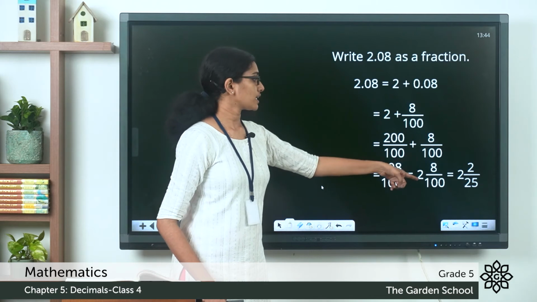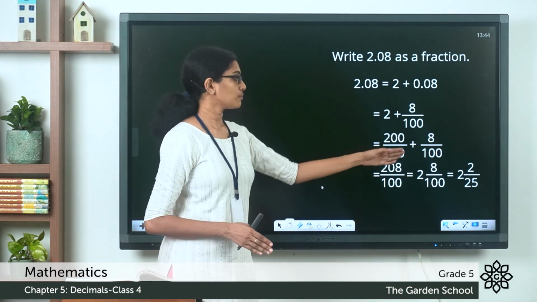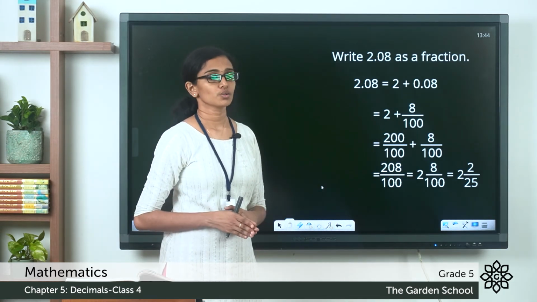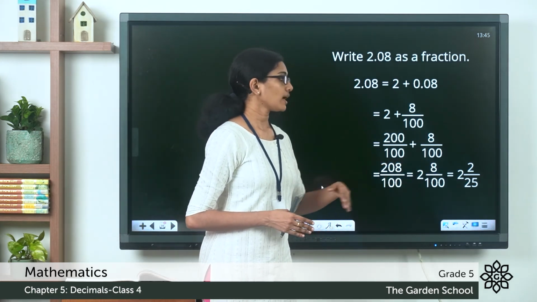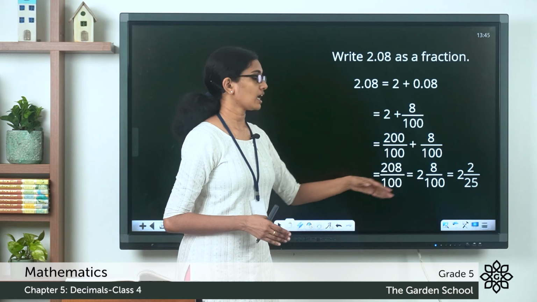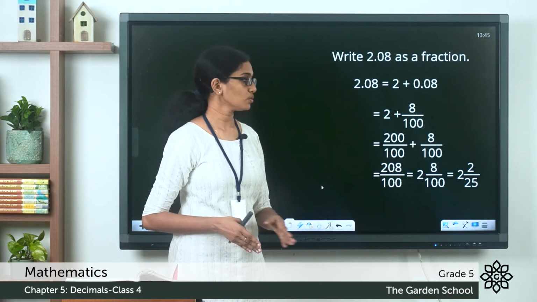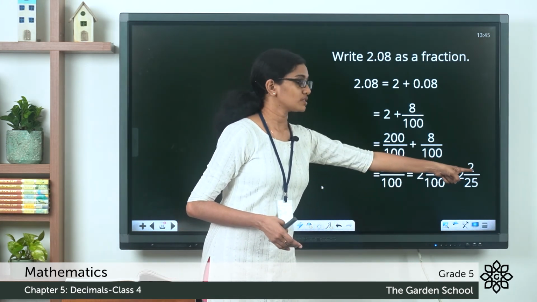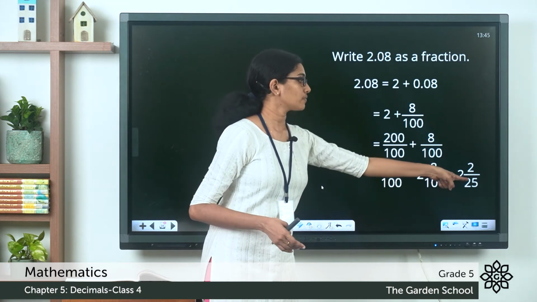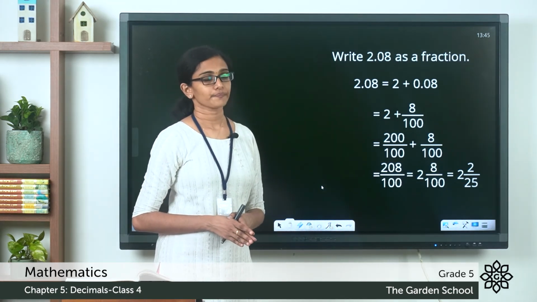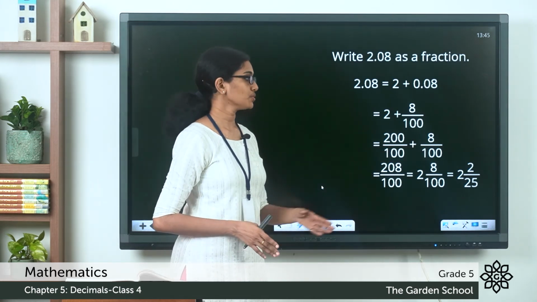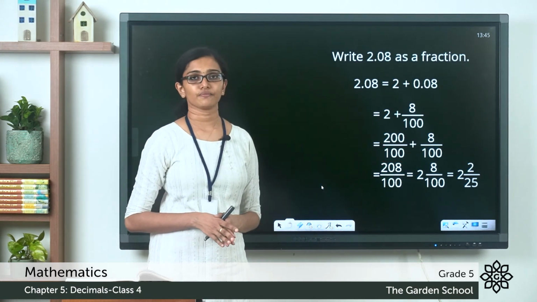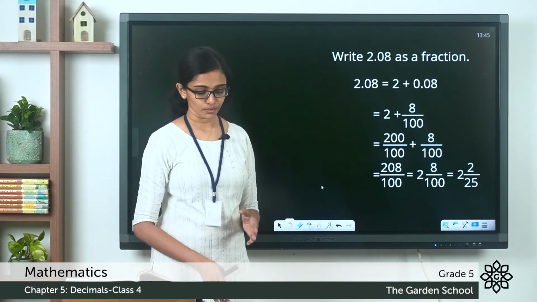You see the fraction 8 by 100, and both these numbers can be reduced to a lower form. So dividing both this 8 and 100 by 4 gives you 8 divided by 4 equal to 2 and 100 divided by 4 is equal to 25. So let's rewrite the fraction: 2 and 8 by 100 is equal to 2 and 2 by 25. Hope this is clear to you.